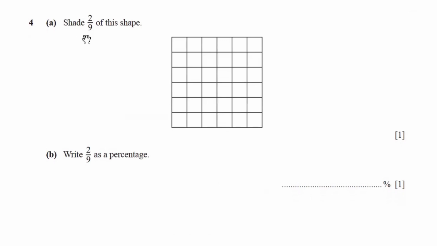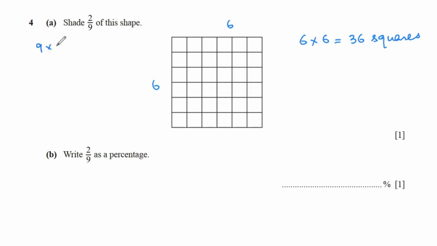Question 4 says, shade 2/9 of this shape. So if we look at the total number of squares in this shape, we have 1, 2, 3, 4, 5, 6 horizontally, 1, 2, 3, 4, 5, 6 vertically. So that's a total of 36 squares. So since there are 36 squares and in a fraction it's 2/9, we need to convert the 9 into 36. How can we do that?